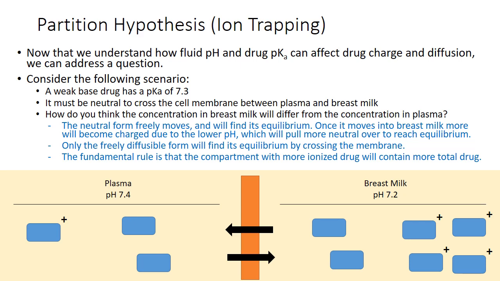It's really practical, because in some cases, if you measure the plasma concentration of a drug in a nursing or lactating woman, you may not accurately get the concentration in breast milk. That's why we have some drugs that are potentially higher risk in lactation, because they're potentially concentrated in the breast milk. So it's a very practical idea, it's a real phenomenon. Important to understand that.